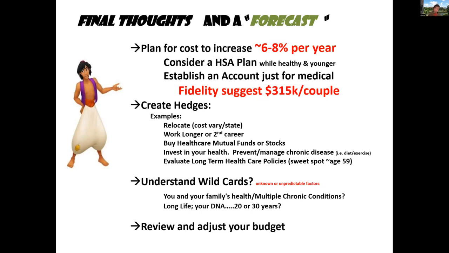So understand your wild cards. And by that, I mean, what is unknown and unpredictable, which is kind of how long we're going to last on this planet. So know your chronic conditions, your health. Look at your DNA. You've got to support yourself for maybe 20 years, maybe 30 years.